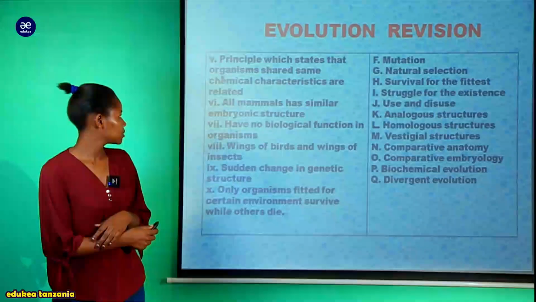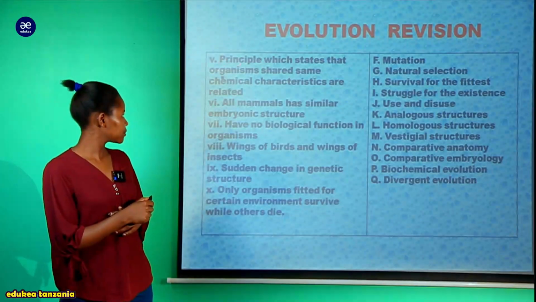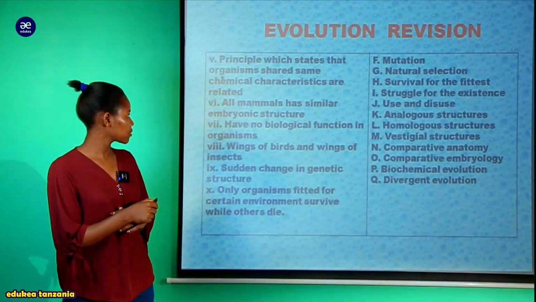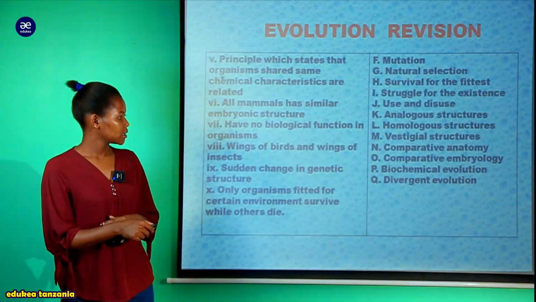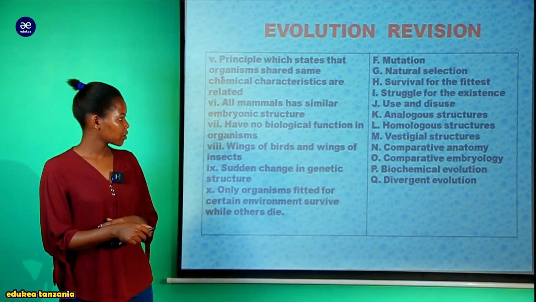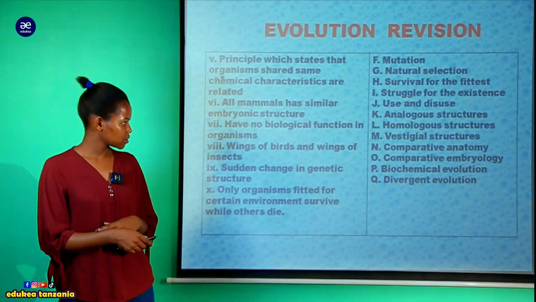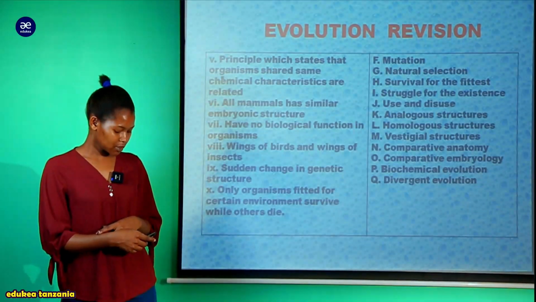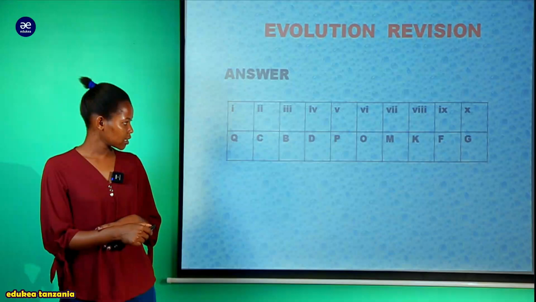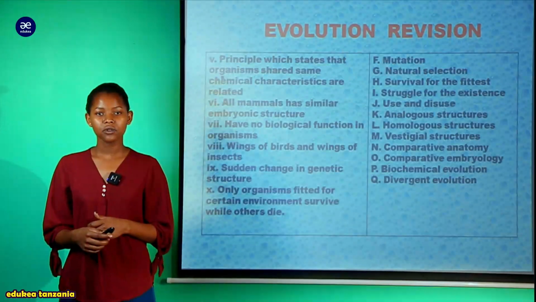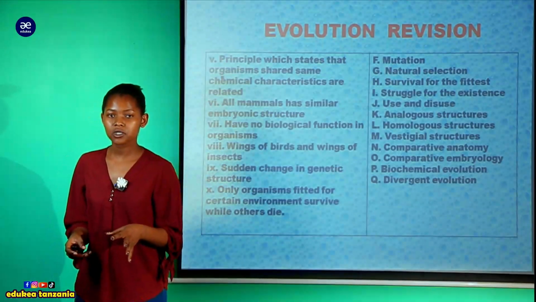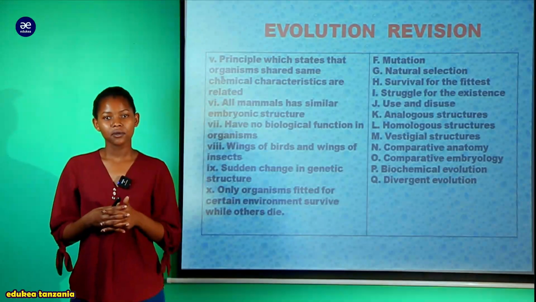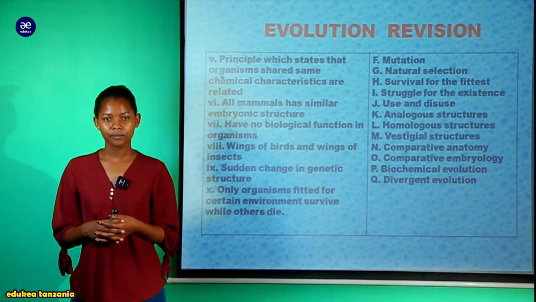And now, fifth item is the principle which states that organisms sharing the same chemical characteristics are related. That is biochemical evolution, if I'm not mistaken. It might be biochemical evolution, which is P. That is here, right here. Biochemical evolution ilituambia kwamba principles ilituambia kwamba organisms ambao wana share same chemical composition hao ni the same.